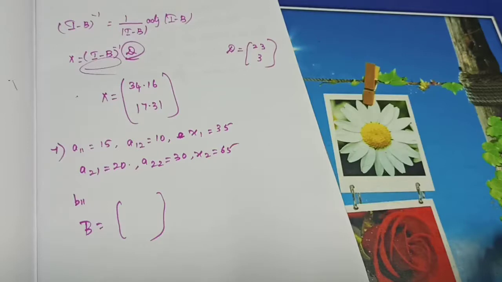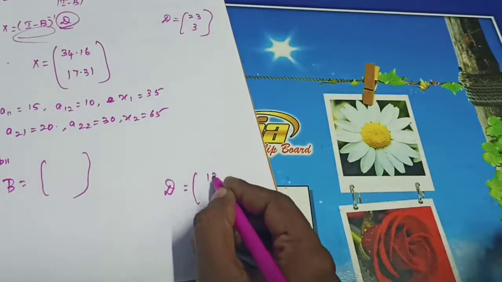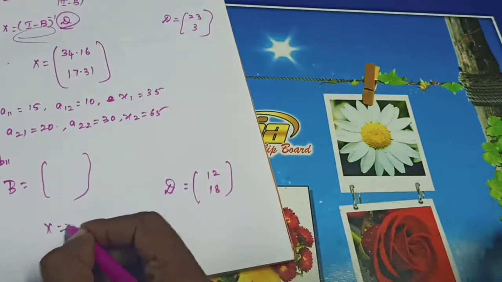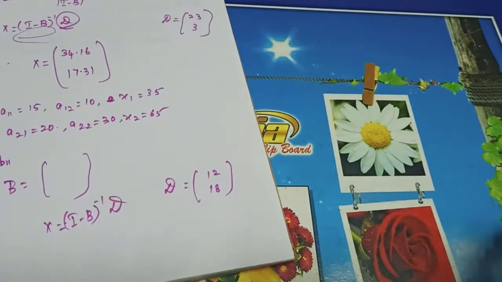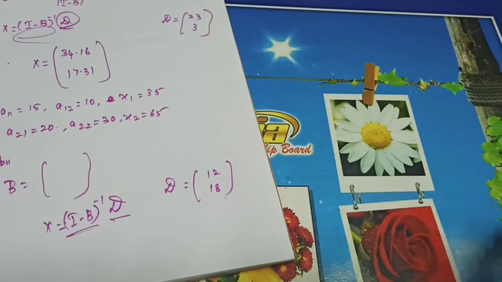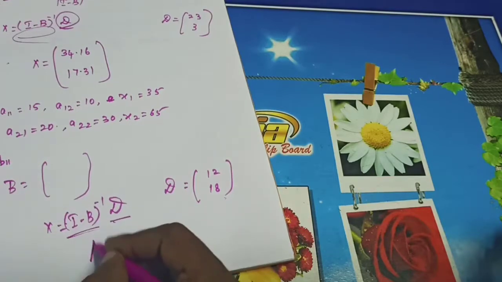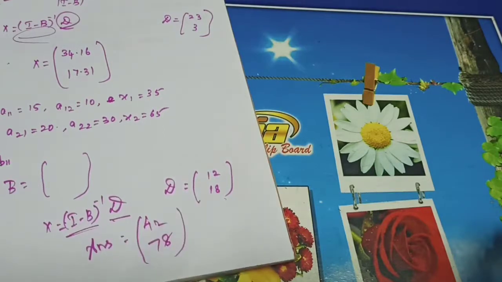Here, in this question, find the gross product when the domestic demand changes to 12 for X and 18 for Y. So D, what's the value? 12, 18. Okay. So X is equal to (I minus B) the whole inverse into D. You know how to find (I minus B) the whole inverse. The D value is given in your question, 12 and 18. If you substitute there, you will get the answer, which is 42 and 78. So how will we conclude the answer? The gross product for the two sectors, X and Y, are 42 and 78.